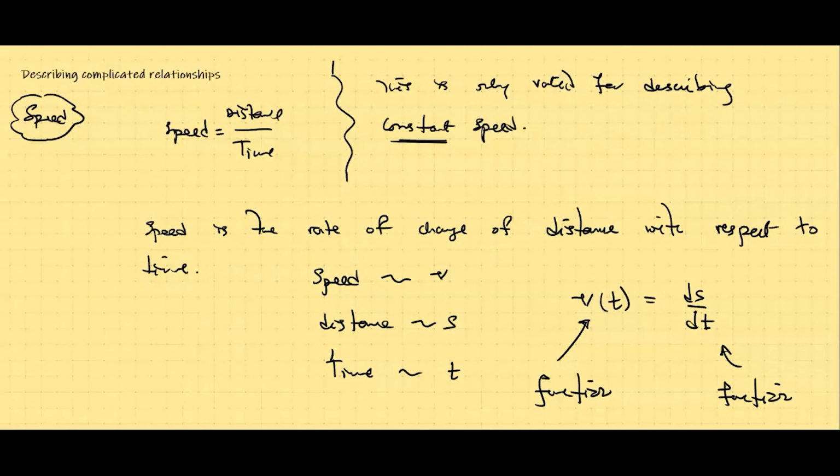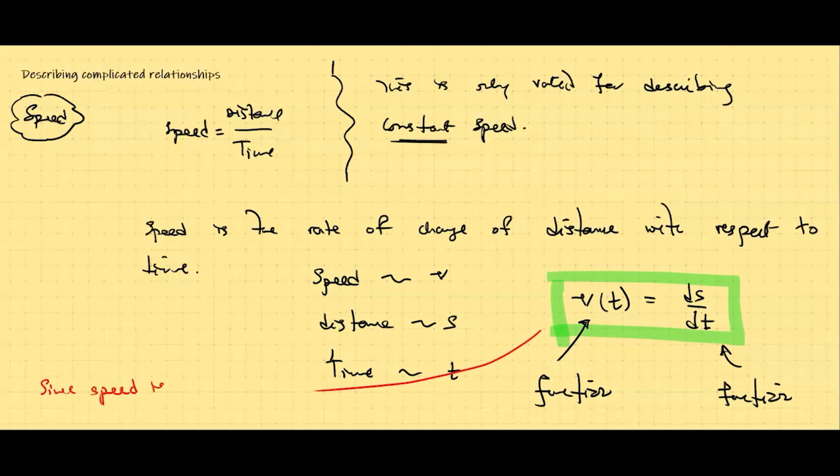And this makes perfect sense because our speed in this case is not necessarily constant. So perhaps I should say this here: since speed is non-constant, it changes over time. And this is precisely what I mean as an example of a situation where we're describing something rather complicated.